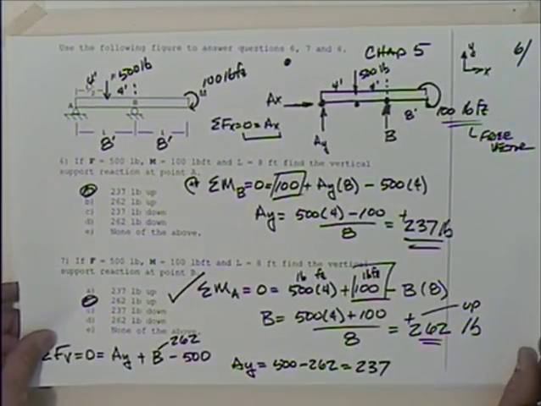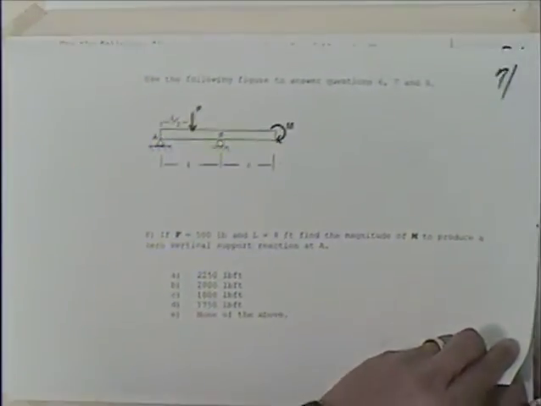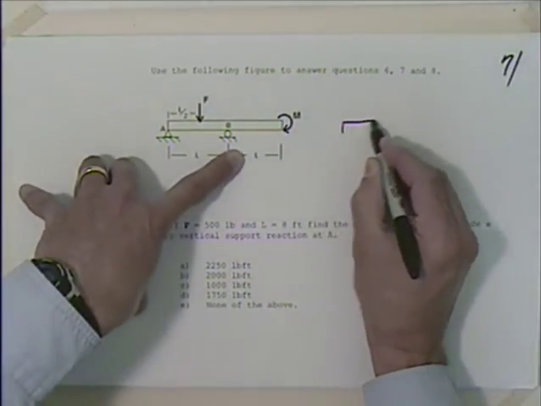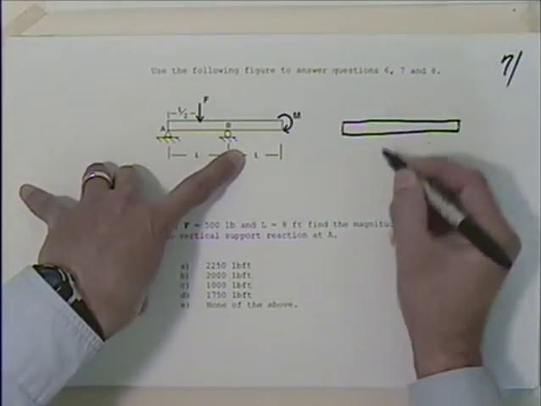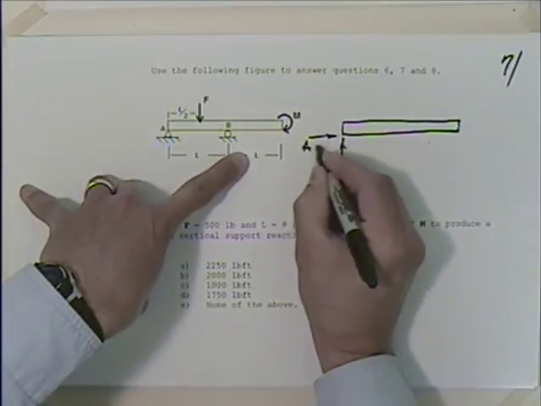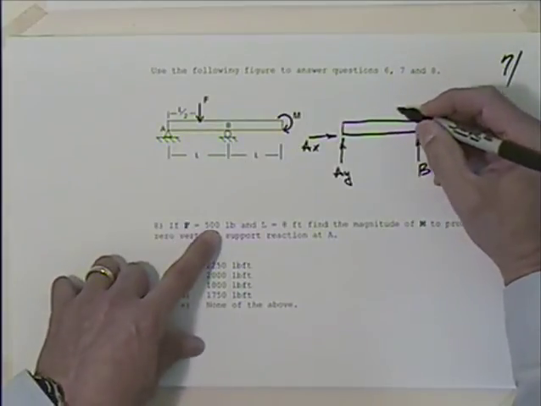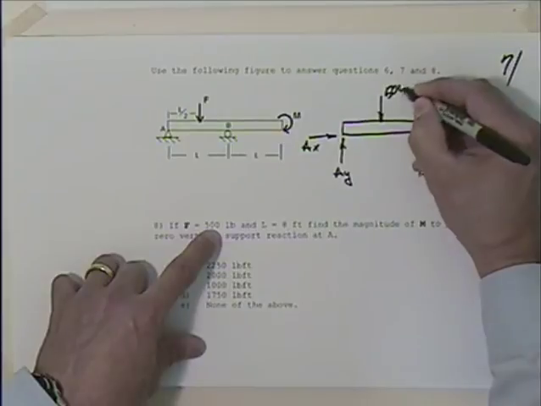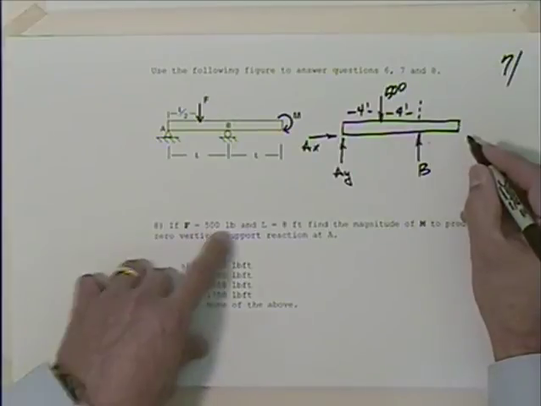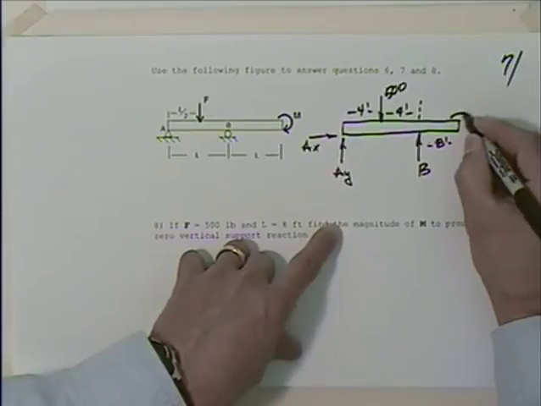Okay, so we've got 6 and 7. What do we have here with 8? So I'm going to quickly reproduce my free body diagram. Presumably, if you were doing the test, you would just refer back to that page. So I've got AY, AX, B, this is F is 500, this is 4 feet, and 8 feet. And we put the moment on like this.